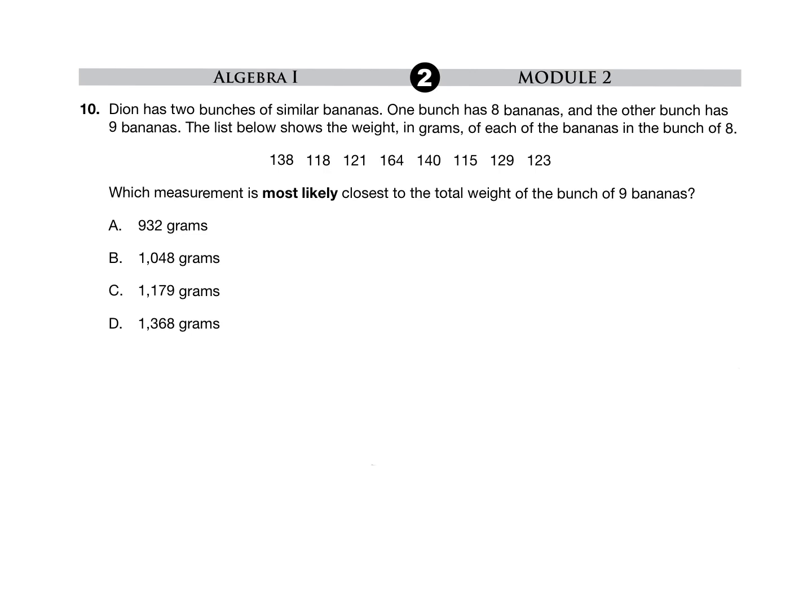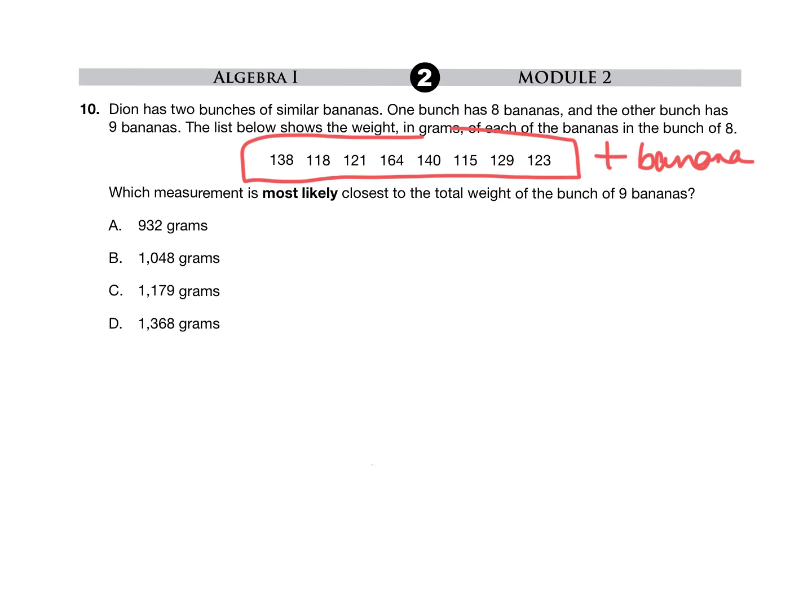Now we have two bunches of similar bananas. One bunch has 8 bananas and the other bunch has 9 bananas. Here is the weight in grams of the bunch that is 8, so there's 8 numbers there. And so which measurement is most likely the closest to the total weight if I had 9? So the idea here is if I can find the weight of the 8 and then add the extra banana here, which means I need to figure out the average weight of a banana, then I'll have the total.